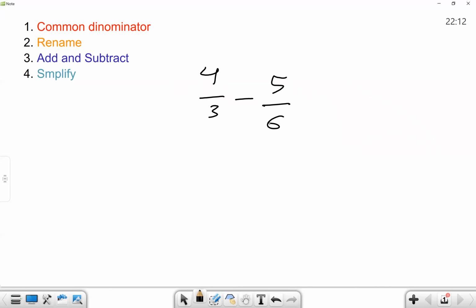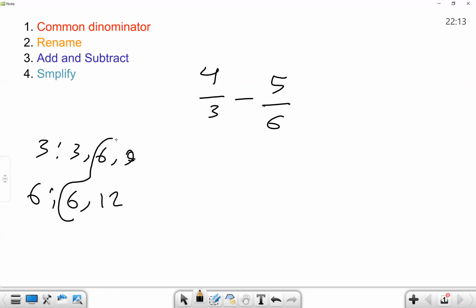Let's find the common denominator for 3. 3 times 1, 3. 3 times 2 is 6. 3 times 3 is 9. Do the same thing for 6. 6 times 1, 6. 6 times 2, 12. And you see, guys, you found the common multiple, then you can stop. This least common multiple will be our common denominator. 3 times what equals 6? 2. 6 times what equals 6? 1.